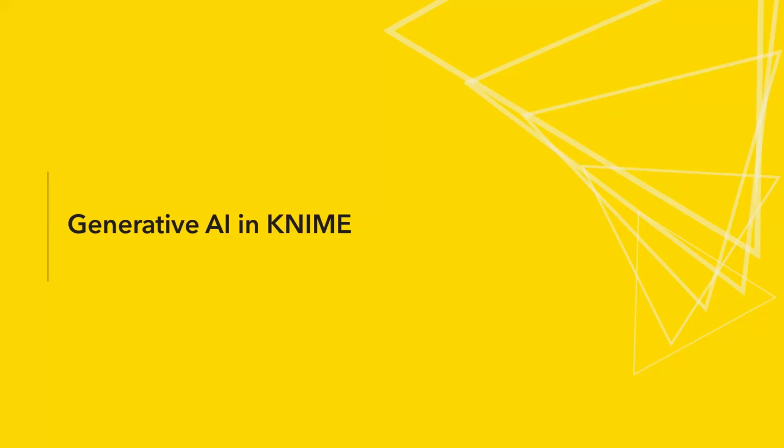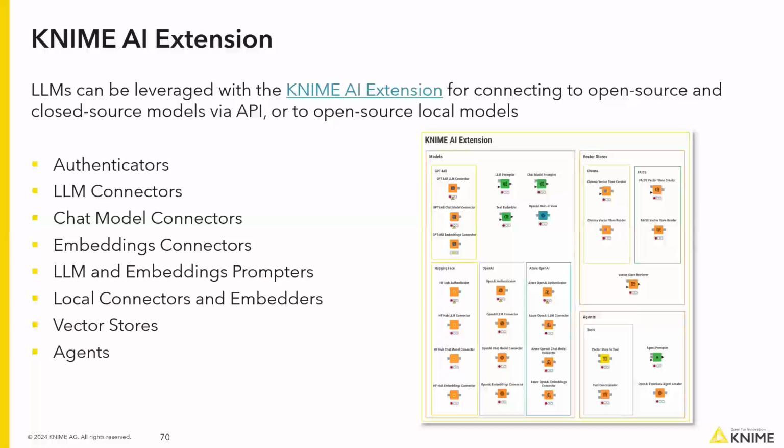So we had a better look at the theory in general, and how can we do GenAI in KNIME? We have an extension called the KNIME AI Extension, and with this extension, we can leverage LLMs in a low-code fashion, and we can basically leverage open source models that are accessible by API. By this, I mean, for example, the models provided by OpenAI, by Hugging Face, those are open source, or by Azure, or we can also leverage local open source models provided by GPT4All. So we have quite a few options there.